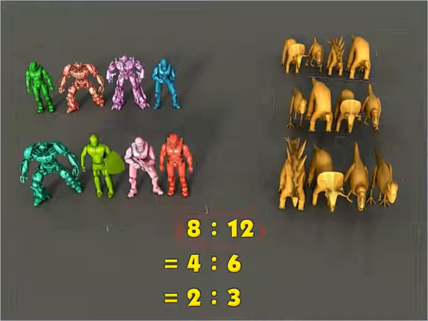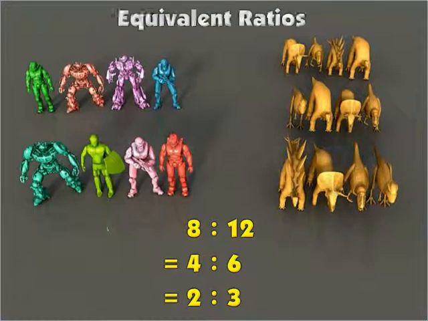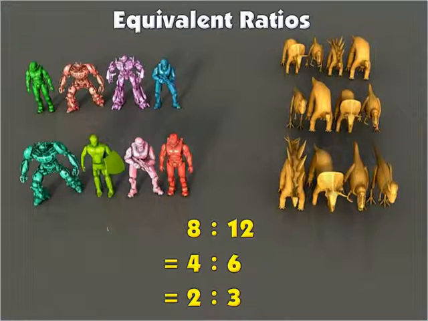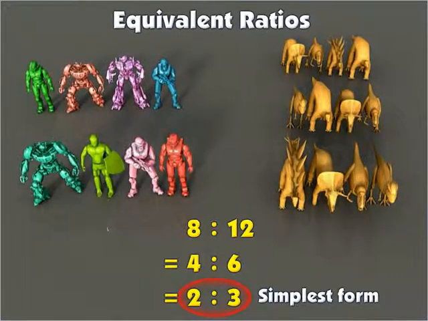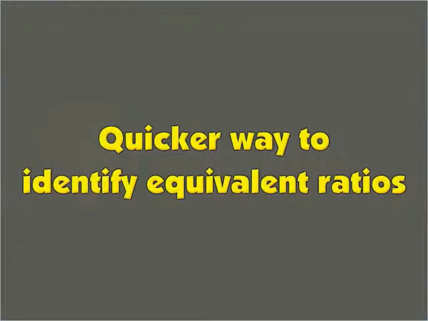Hence, 8:12 is the same as 4:6 and 2:3. This demonstrates the idea of equivalent ratios. Remember that 8:12 represents the original numbers. On the other hand, 2:3 is the ratio of 8:12 in its simplest form. There is a quicker way to identify equivalent ratios.